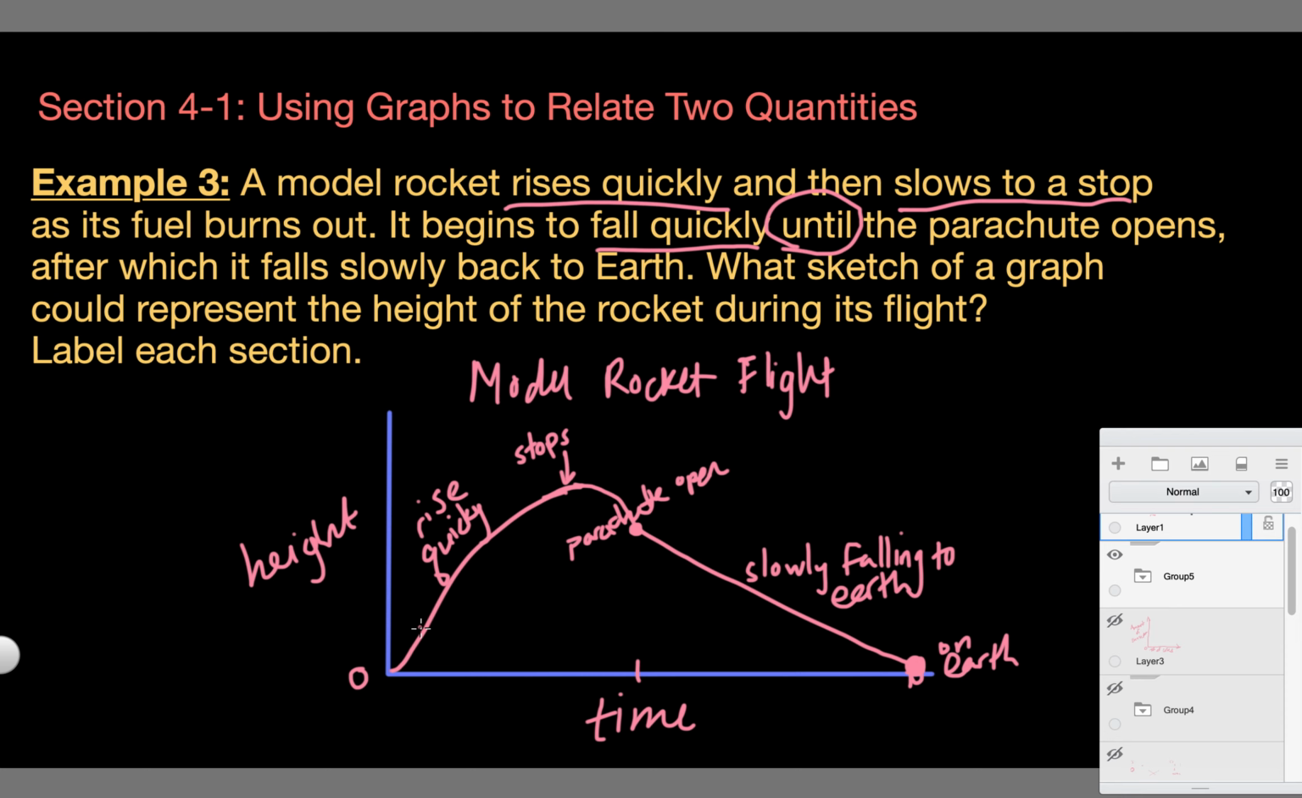Okay, so this is all about interpreting the problem in the context of the problem and drawing the situation.